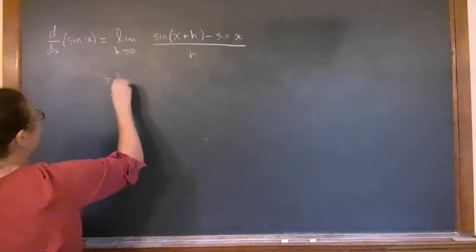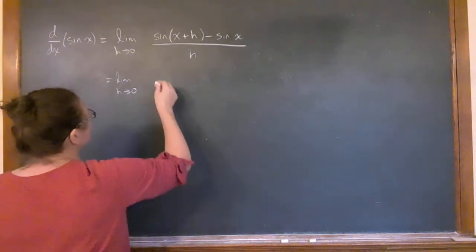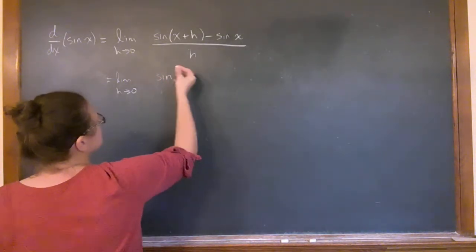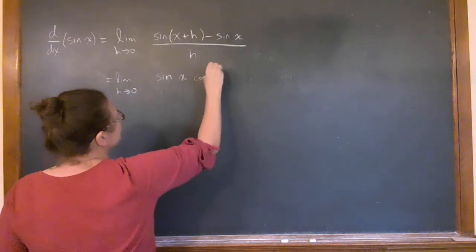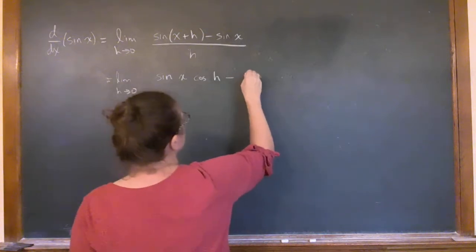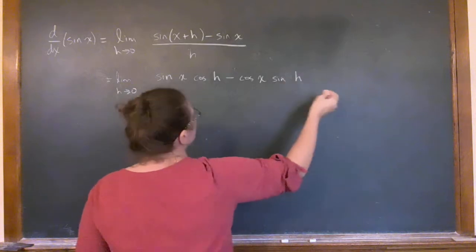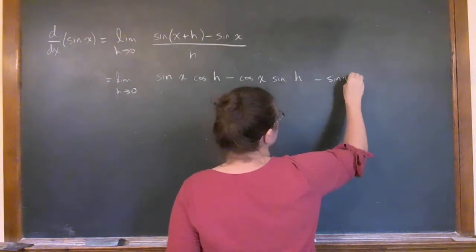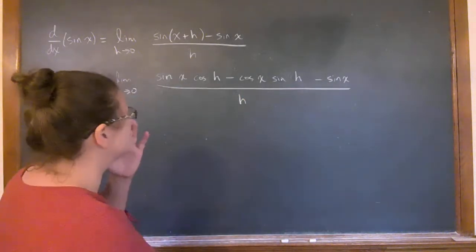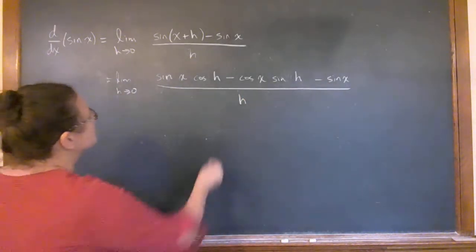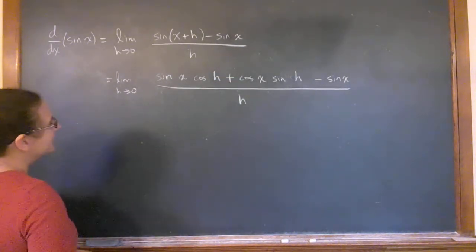That's not too bad, because I can use a trig formula, right? Sine of a plus b. So it's going to be sine x cosine h minus cosine x sine h, and then just minus sine x here. But then what I'm going to do now is rearrange these terms. Oh, I'm sorry, this is supposed to be plus here. Okay, let's get that right.